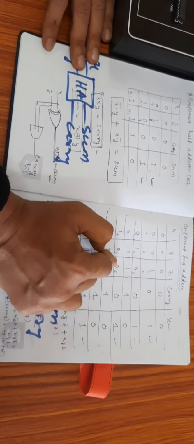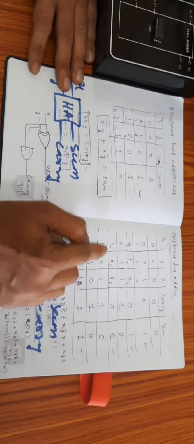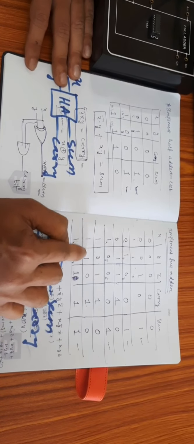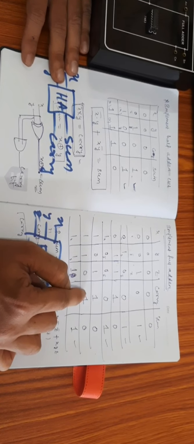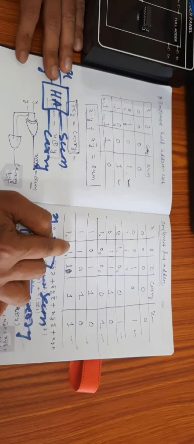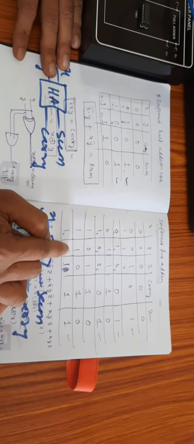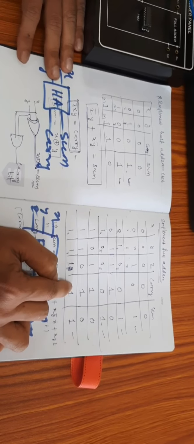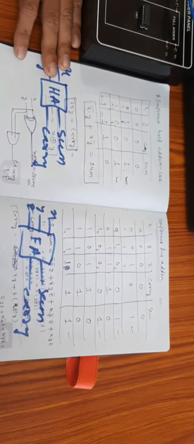1 0 0, the sum is 1, there is no carry. 1 0 1, that means 1 plus 1 is 10, and in that 10, 1 is your carry bit and 0 is your sum bit. 1 1 0, again if you add 1 1 it is 10, in 10, 1 is your carry bit and 0 is your sum bit. So 1 plus 1 plus 1, if you add 1 plus 1 it is 10, 10 plus 1 is 11, so in that 11, 1 is your sum bit and 1 is your carry bit. So this is the exact behavior of a full adder circuit.